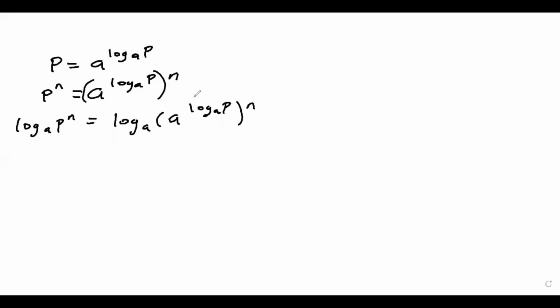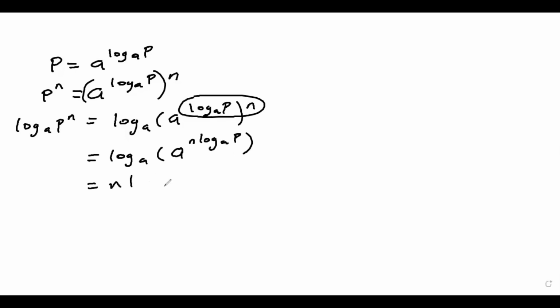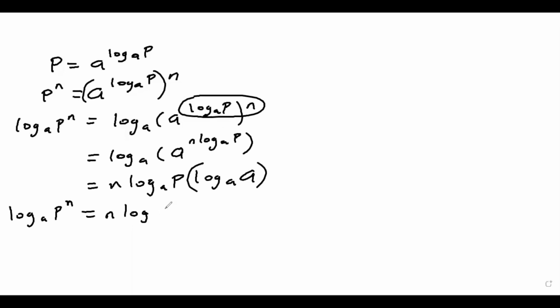So the powers would multiply each other. So we'd have log base a of a to the n log base a of p. And then the power would be brought to the forefront, so that's n log base a of p times log base a of a. And we know that log base a of a is 1. So that means log base a of p to the n is equal to n log base a of p. For example, let's say we have log base 7 of 10 to the 8. That would be the same thing as saying 8 log base 7 of 10.